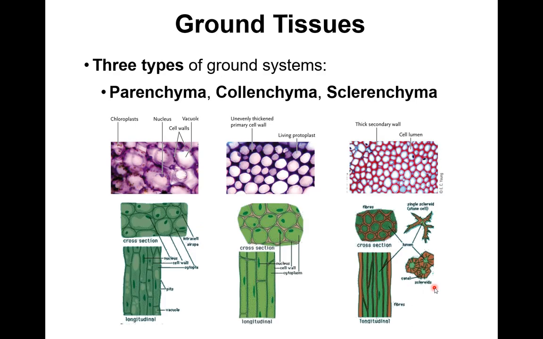Let's start with the ground tissue. Now, in reality, there are three types of ground tissues. There is parenchyma, collenchyma, and sclerenchyma. This picture shows you the difference between them. I already showed you a picture of parenchymal cells and sclerenchymal cells when I was trying to point out the difference between cells with a single primary cell wall and those with a secondary cell wall, as you can see here. So let's go through the details of these three different types of ground tissue.